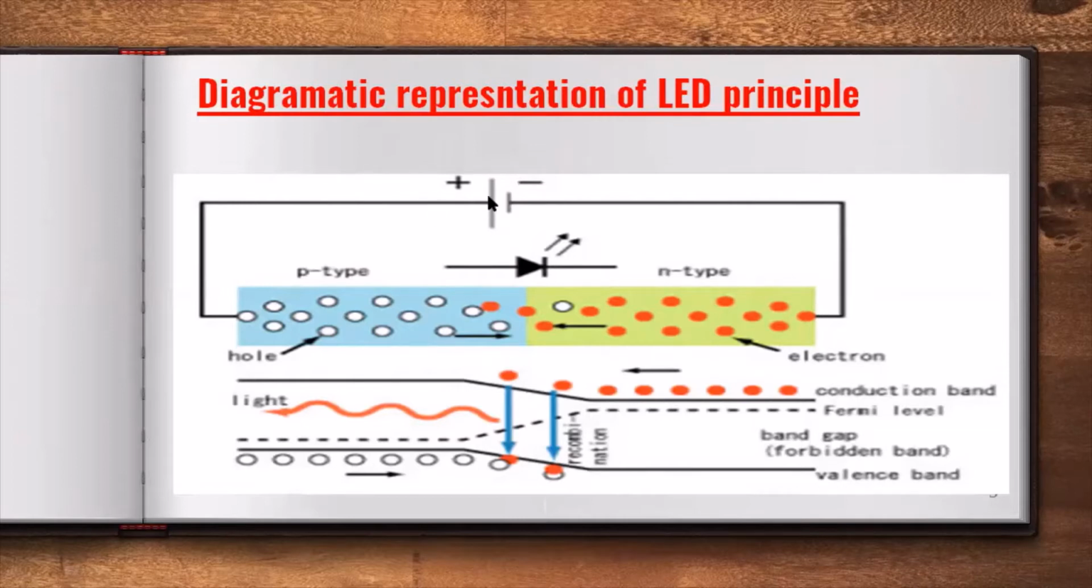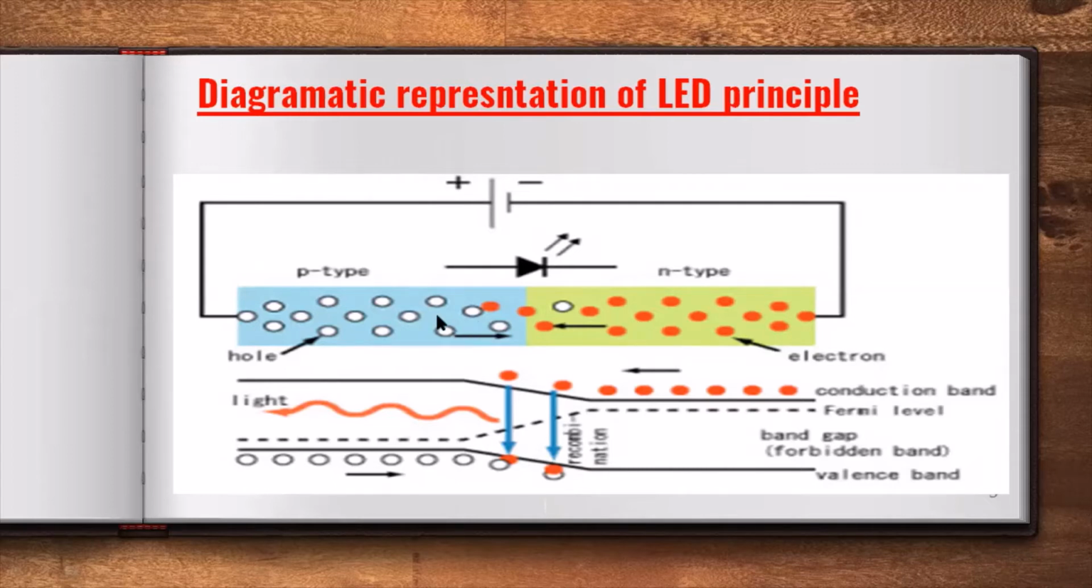Once you supply a sufficient amount of voltage to the p-n junction, the positive terminal pushes the holes towards the n side. Similarly, electrons are pushed by the negative terminal of the battery towards the p side. Once the applied forward bias voltage is more than the barrier potential of the p-n junction diode, the electrons move towards the p-type and the holes move towards the n-type.